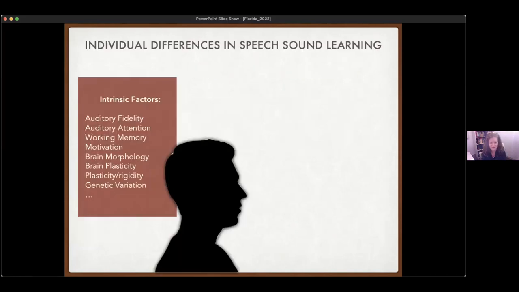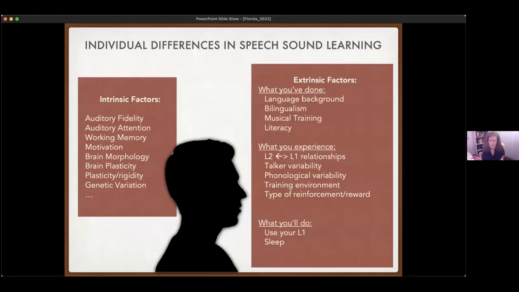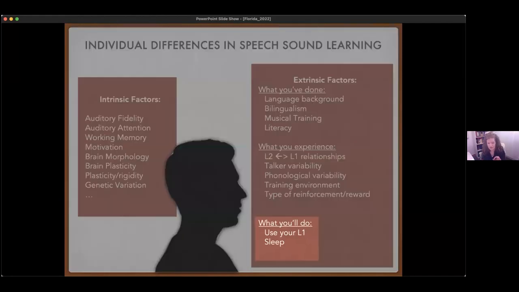So what affects speech sound learning? Well, language researchers out there know there's tons of stuff that we know affects language learning in general. Things to do with brain morphology, things to do with genetic variation, your auditory encoding ability, things that are a little bit more within our control, things like your training environment, the pedagogical situation, the kind of reward that you get. But we're going to focus on this very narrow view of how sleep affects this process.